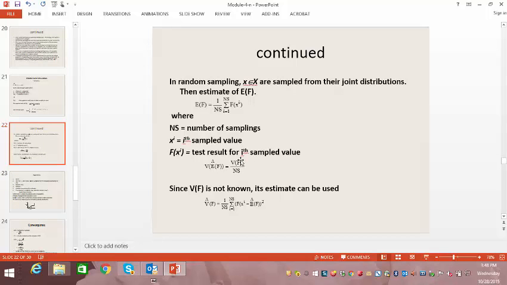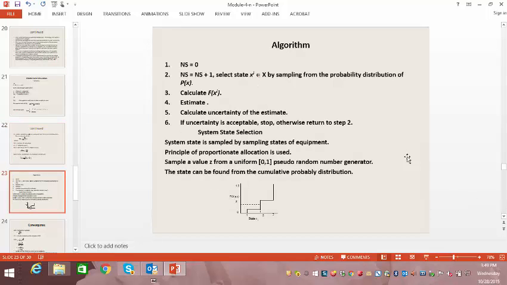Basically, you can compute the variance of the estimator, and you also know the average value, or the estimated value, of the estimator, and then you can find the coefficient of variation, which we will show later. As you perform the sampling, you check when the coefficient of variation is lower than a certain specified value, and then you can stop your sampling. This is how you proceed.